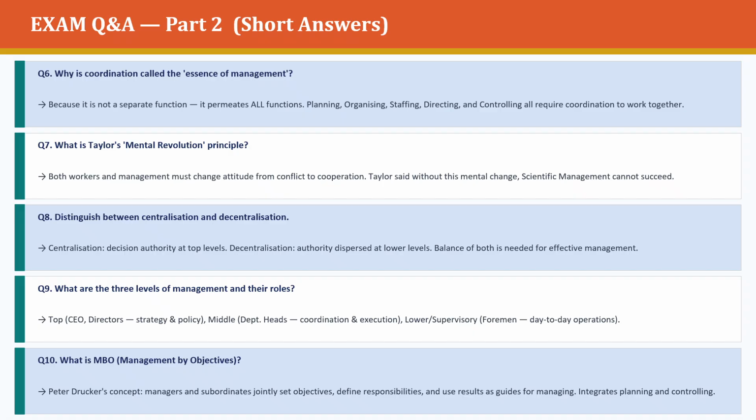Taylor's mental revolution refers to a change in attitude from conflict to cooperation. Centralization means decision making at the top, while decentralization means distributing decision making authority. The 3 levels of management include top, middle, and lower levels with different roles. Management by objectives, proposed by Peter Drucker, involves joint goal setting by managers and subordinates and uses results as a basis for evaluation.